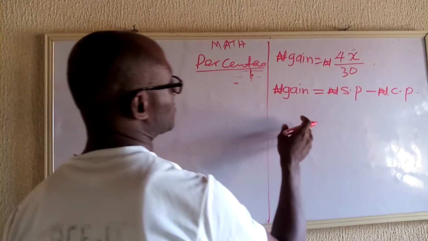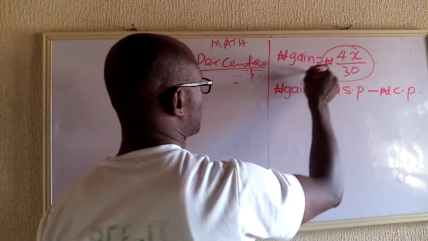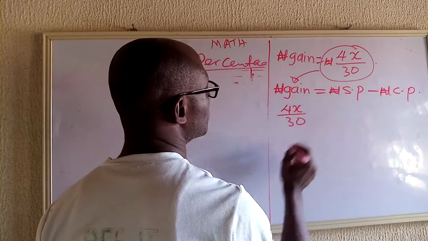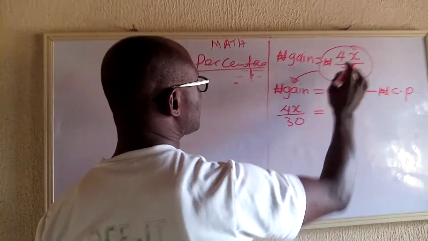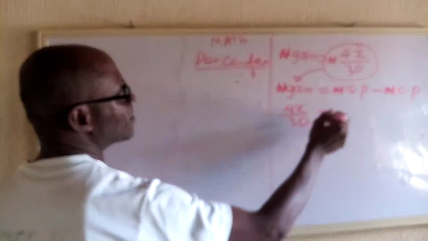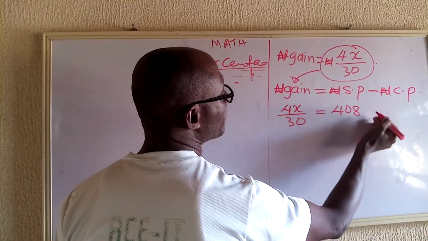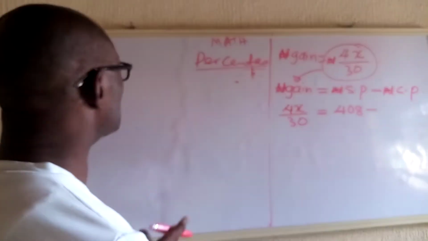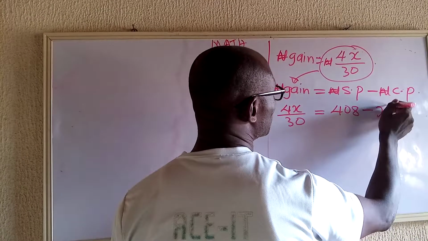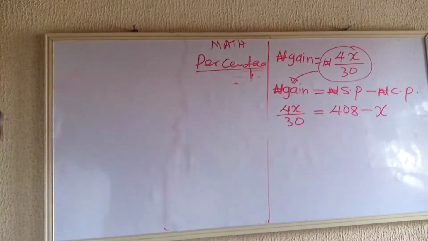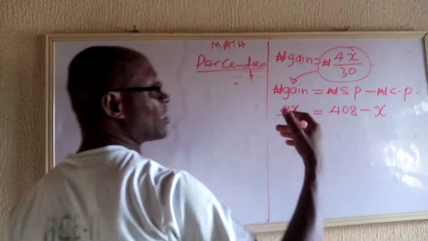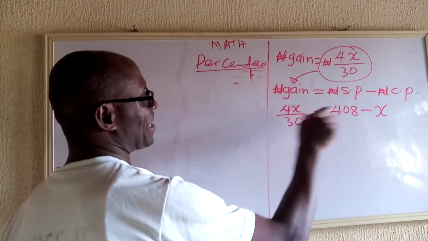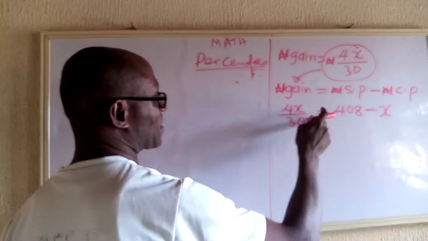So let's now substitute. This one now will represent this gain, 4x over 30. The selling price is what we are given in the question, which is 408 naira, minus the cost price, which is x, because we used x to represent the cost price. So let's now rearrange. We call it collecting the like terms. You bring this minus x to cross over and meet this x here. And when minus crosses over the equal sign, it becomes positive.